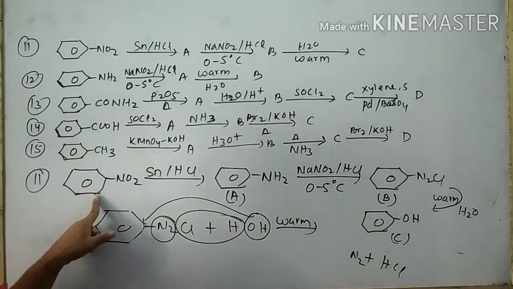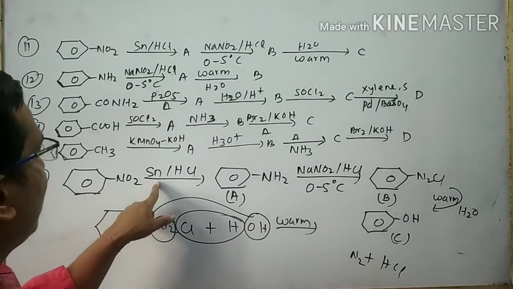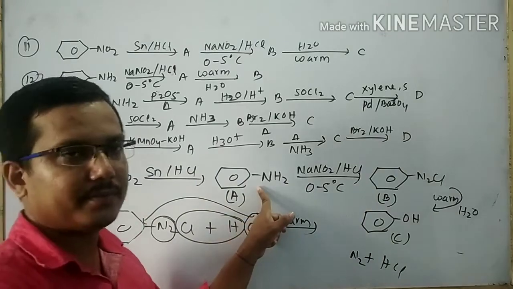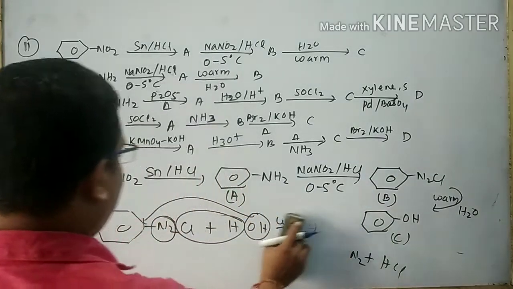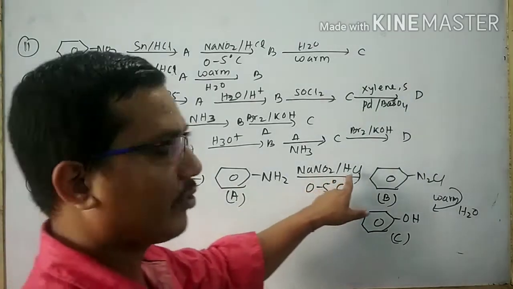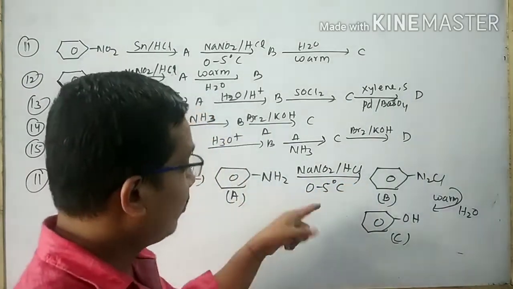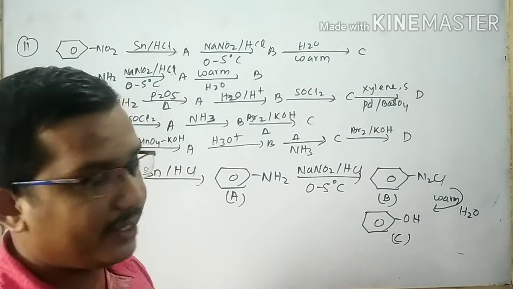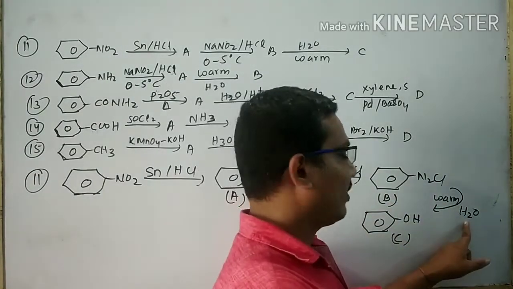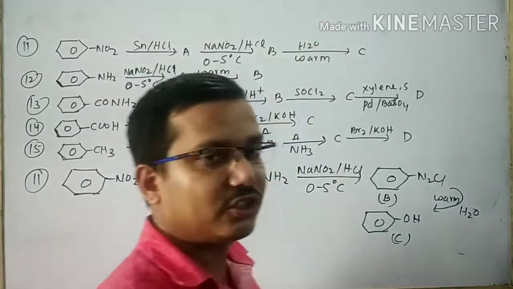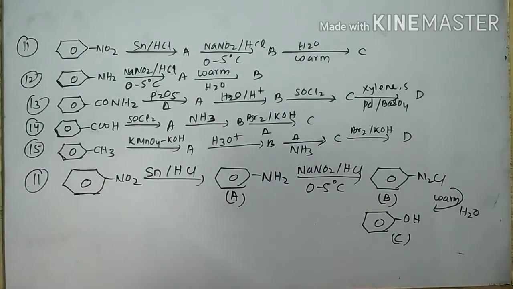Again I will repeat: nitrobenzene undergoes reduction in the presence of Sn/HCl, aniline is formed and it is considered as the product A. Now A is treated with NaNO2 in the presence of HCl at 0 to 5 degrees centigrade. BDC is formed, which is considered as the product B. B is subjected to reaction with water at warming condition. Phenol is formed, which is considered as the product C.